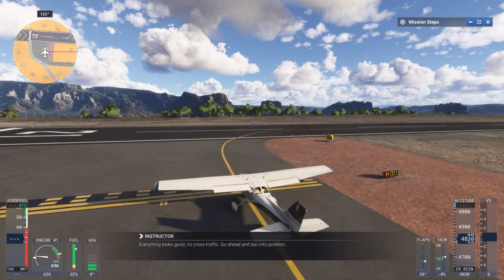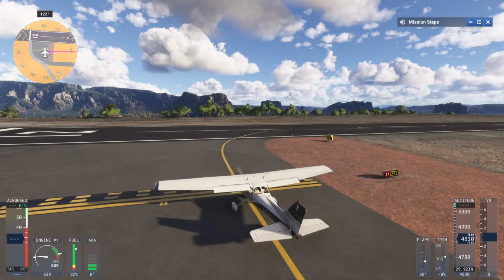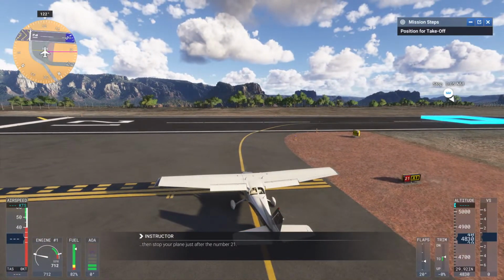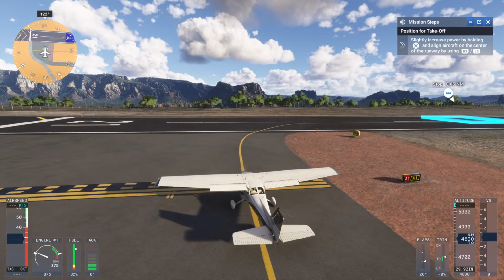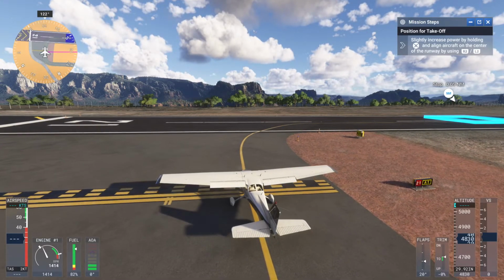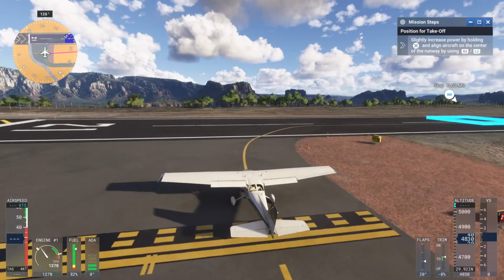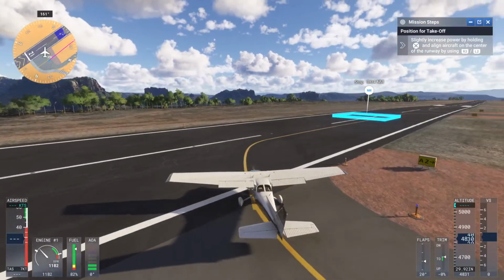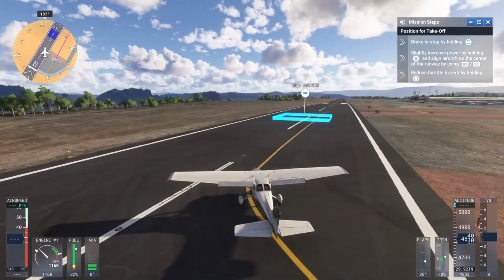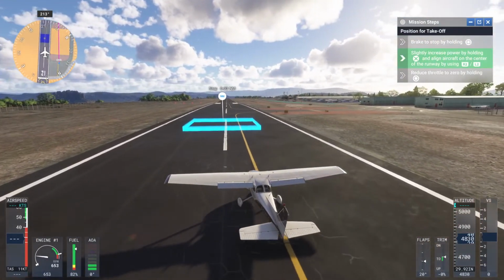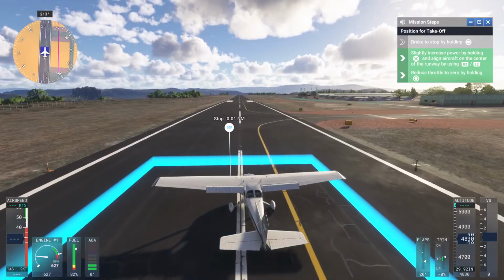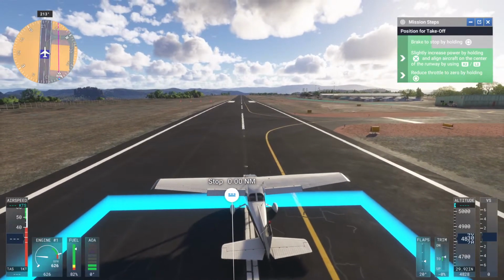Everything looks good, no cross traffic. Go ahead and taxi into position. Now slowly taxi onto the runway and align the plane with the center line. Then stop your plane just after the number 21. Excellent.